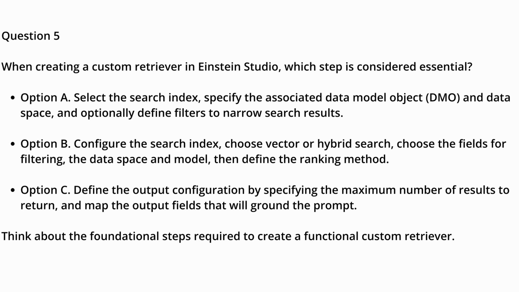Question 5. When creating a custom retriever in Einstein Studio, which step is considered essential? Option A. Select the search index. Specify the associated data model object, DMO, and data space, and optionally define filters to narrow search results. Option B. Configure the search index. Choose vector or hybrid search. Choose the fields for filtering, the data space, and model. Then define the ranking method. Option C. Define the output configuration by specifying the maximum number of results to return, and map the output fields that will ground the prompt. Think about the foundational steps required to create a functional custom retriever.